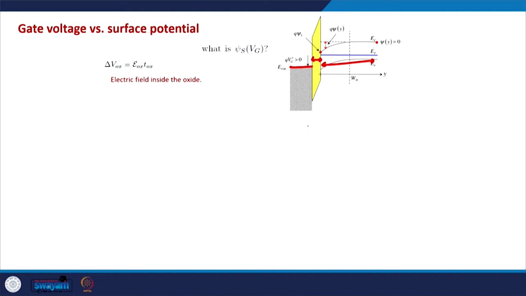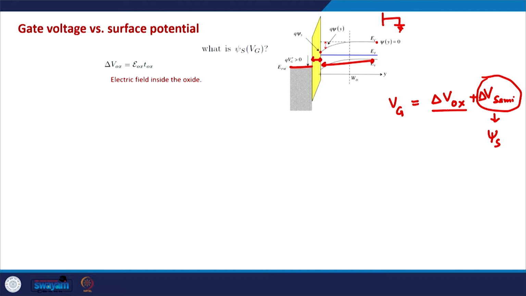Okay. Deep inside the semiconductor, at the other terminal, we generally ground the body contact. So the gate voltage can be written as the voltage drop inside the semiconductor and the voltage drop in the oxide. What is the voltage drop in the semiconductor? The voltage drop in the semiconductor is essentially psi s, because psi s is the electrical potential at the surface and deep inside it is 0. So the total voltage drop is psi s.